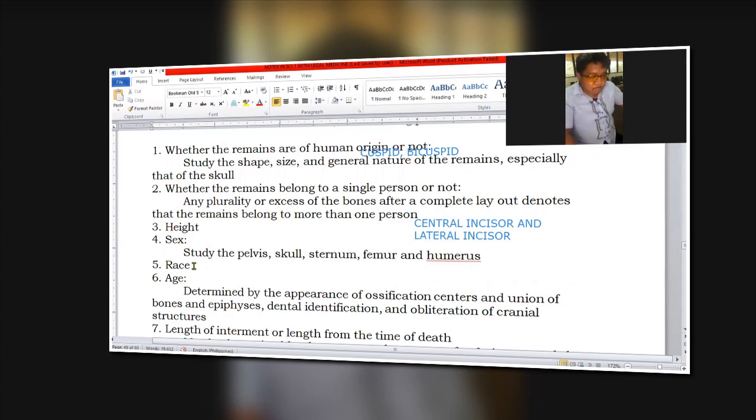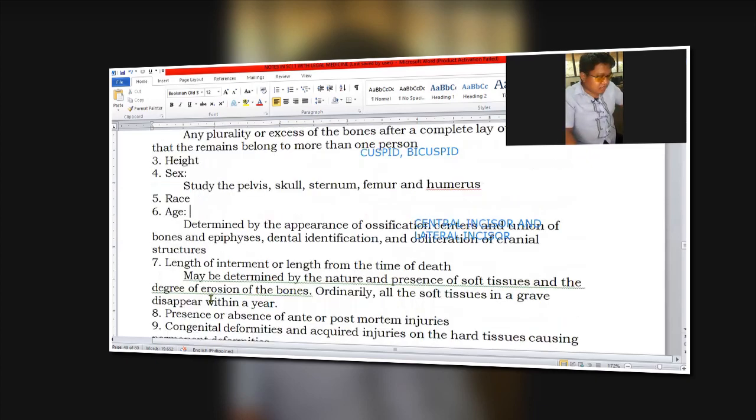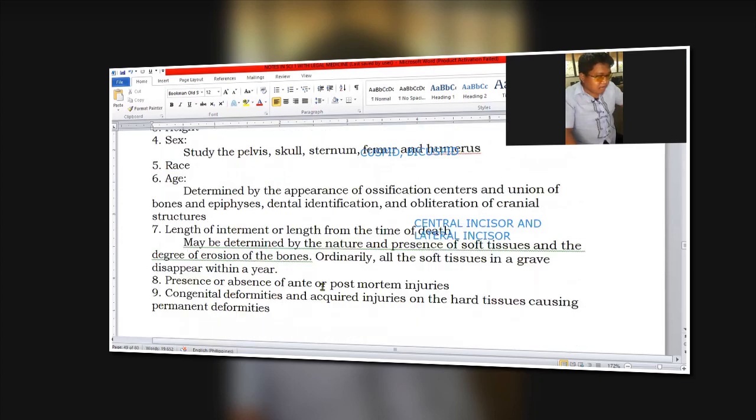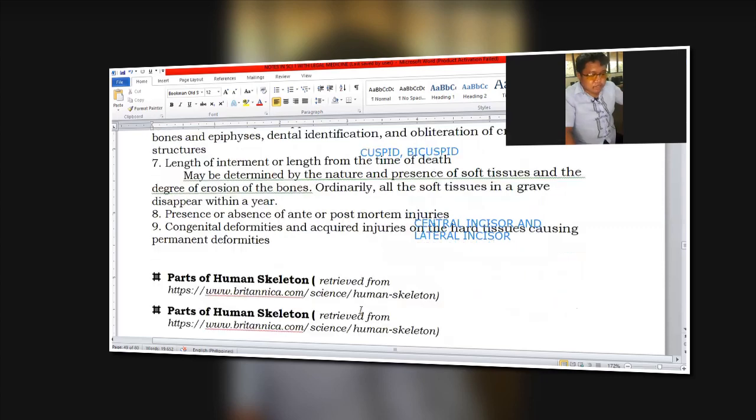Race can also be established. Age, length of internment or length of time since death, presence or absence of ante- or post-mortem injuries. For example, the skull may have a hole, and we can say there is an injury, possibly a gunshot, so the manner of death is a gunshot wound. Also congenital deformities and acquired injuries.